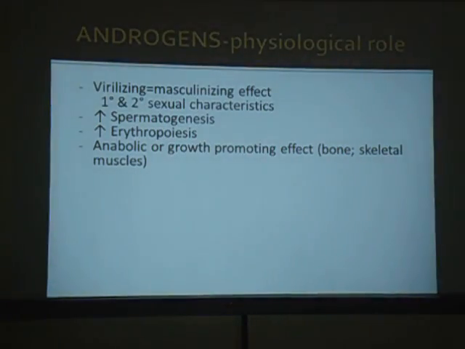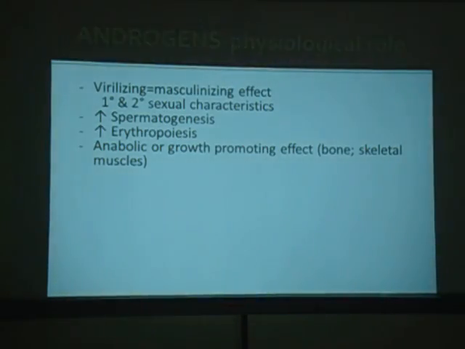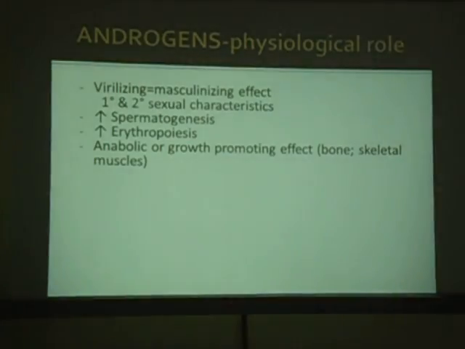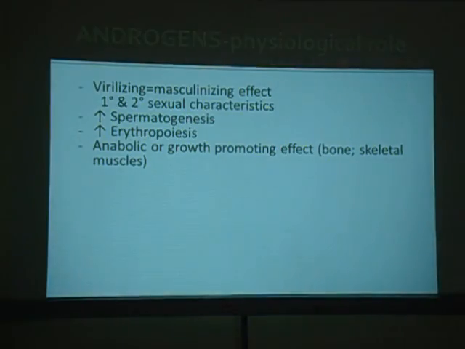So what are the physiological effects? Increased spermatogenesis, increased erythropoiesis. This increase in erythropoiesis can be used for anemic patients, but nowadays we have better drugs such as erythropoietin and iron supplements. If the patient is chronically anemic and less responsive to the classical group of drugs, we can always try this group of drugs.